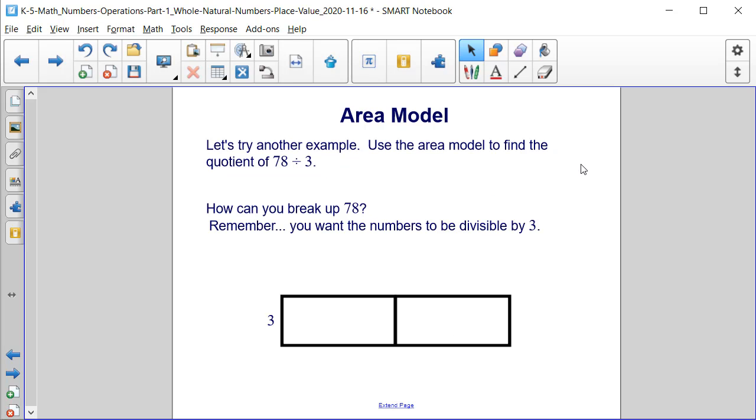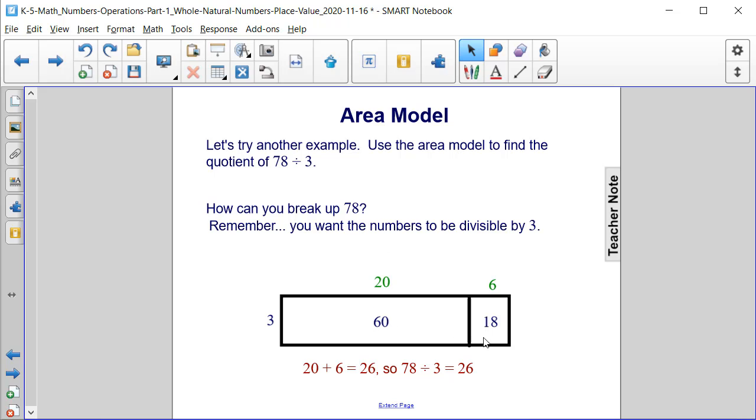Let's try another example. Use the area model to find the quotient of 78 divided by 3. How can you break up 78? Remember, we want numbers that are divisible by 3. So take a moment to pause this video and think about it, and when you're done, unpause it. In order to break up 78 into two numbers that are both divisible by 3, this is one of the methods that can be used.